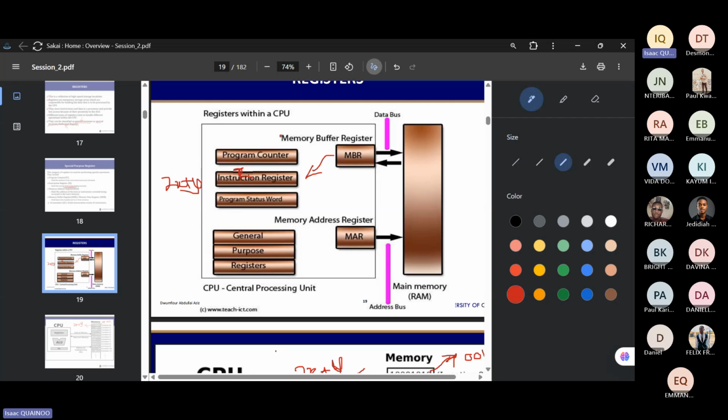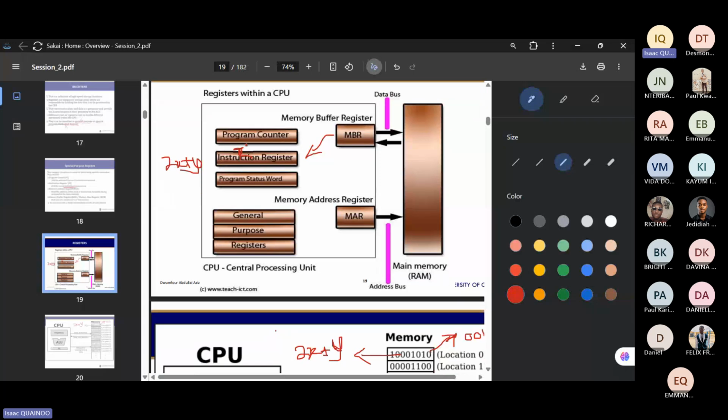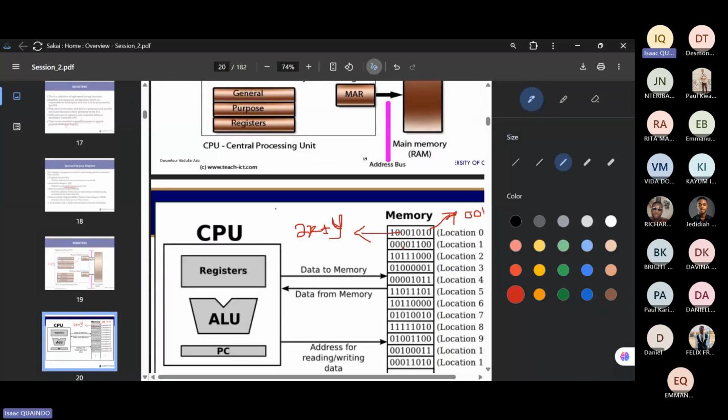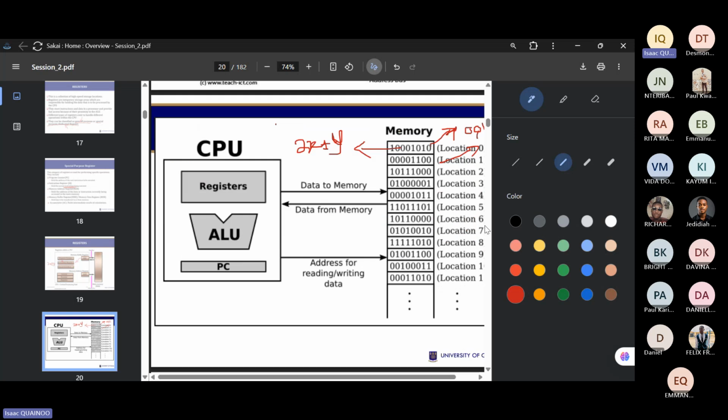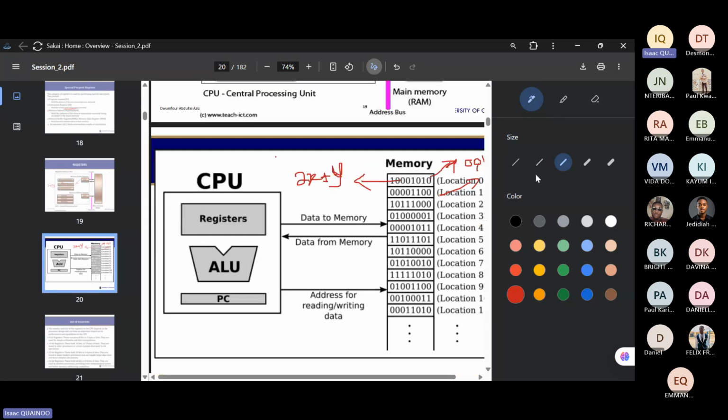So let's say the instruction here is 2x plus y, and the instruction register is what stores it, right? And we are saying that basically the program counter is storing the address of the next instruction to be performed. So let's say here the address of the next instruction is 00011. That's too long. Let's just designate it as 010.